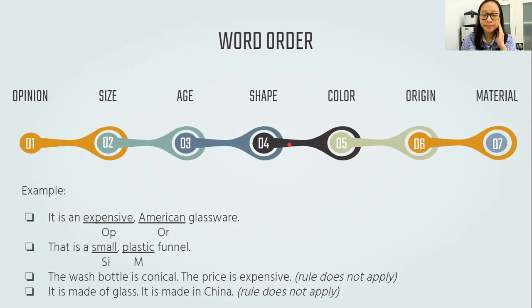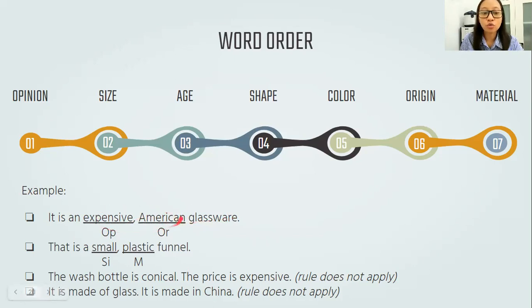Or we can say it OSASCOM. Disingkatnya OSASCOM. Opinion, size, age, shape, color, origin, material. We take the first letter. Opinion, size, age, shape, color, origin, material. OSASCOM. Expensive, tadi kan opinion, ya kan? American itu originnya. Jadi expensive comes first. Expensive-nya harus ada di depan, bukan di belakang. Bukan American expensive glassware, tapi expensive American glassware.